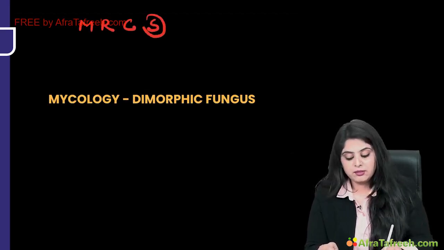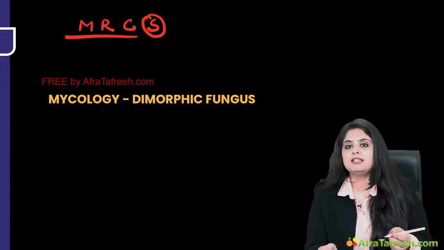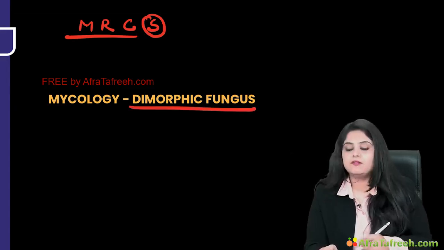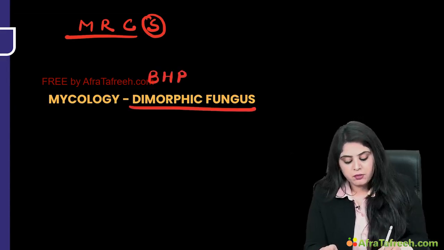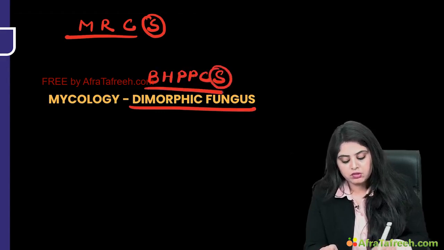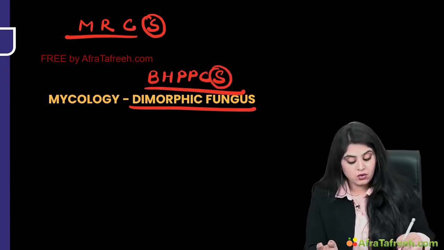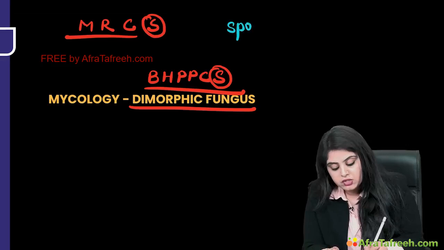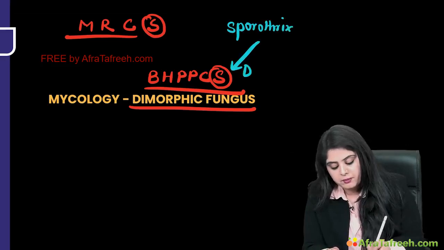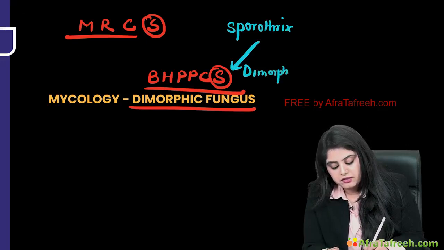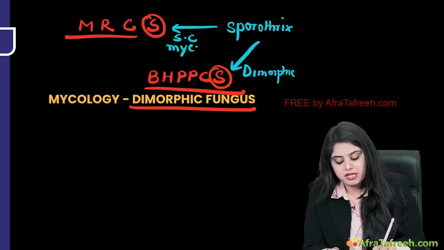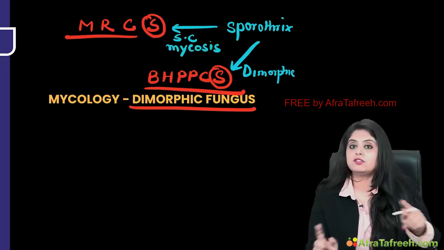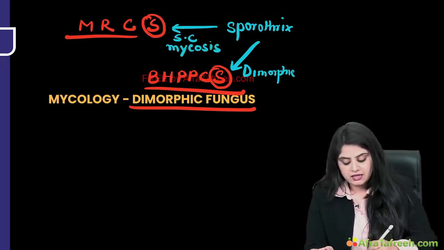This sporothrix I'm not doing. Why? Because the next family that I'm starting with is the dimorphic fungus. Body heat probably changes shape. Sporothrix is going to come there also. Hang on. What did I say? Which is the fungus which can be dimorphic also? Number one. And which is the fungus which can work at a subcutaneous level also? Subcutaneous mycosis. So remember, sporothrix fits in both places. Let's start one by one.